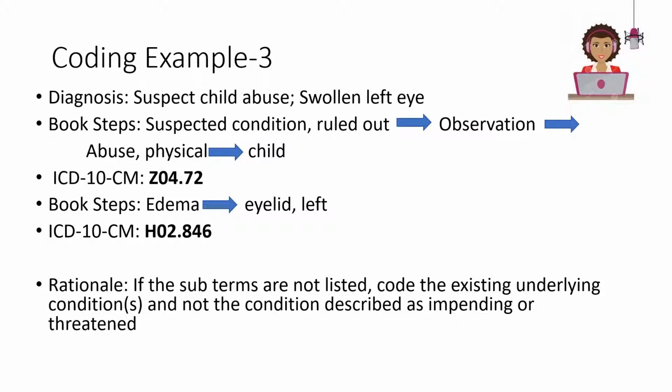H02.846. And so our rationale for this is if the subterms are not listed, we're going to code the existing underlying condition or conditions and not the condition described as impending or threatening. So in this particular case, we did have an existing condition as well as a suspect type of diagnosis. There are codes for both of those, so then we are to code both of those diagnoses for this particular encounter.